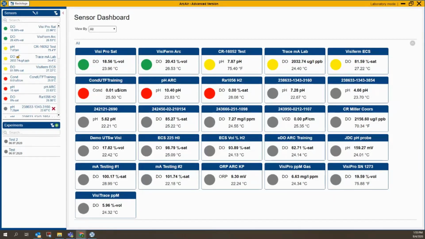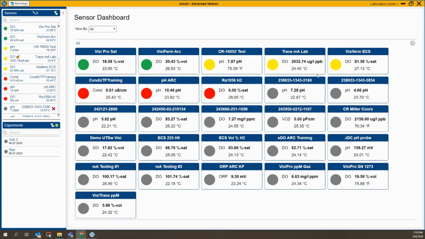In this video, let's take a look at ArcAir and some of the common error messages that you might see when you attach sensors and connect the sensors in ArcAir. So here I have multiple sensors with yellow and red warning indicators. Let's take a look at some of these and see what's going on.